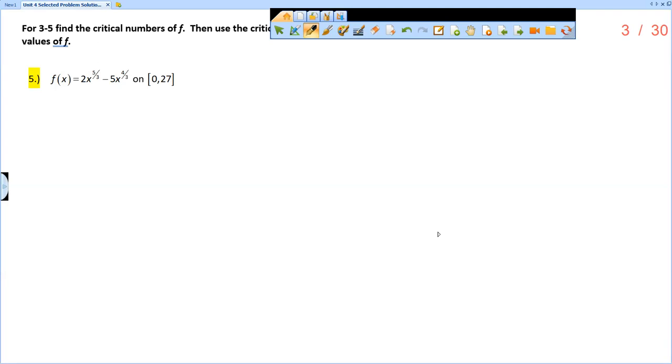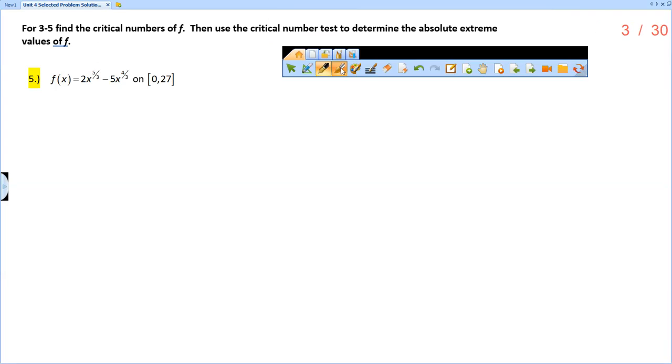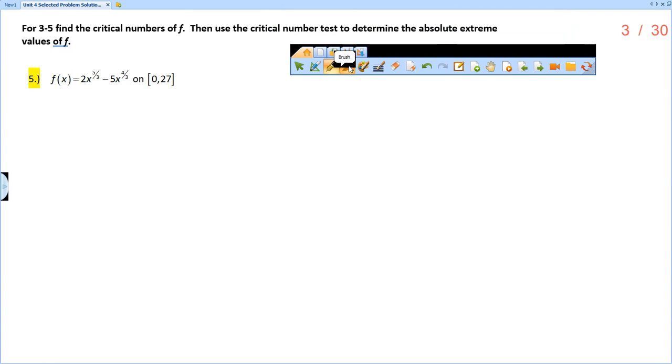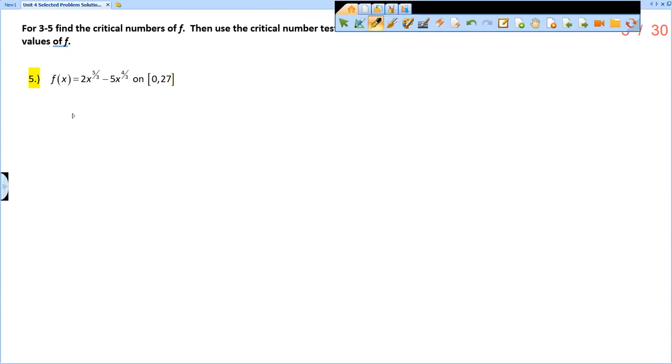This is the solution video for section 4.1, problem number 5. It says for 3 through 5, find the critical numbers of f. Then use the critical number test to determine the absolute extreme values of f. Remember, critical numbers are x values in the domain of f such that f prime is equal to 0 or undefined. You've got the domain 0 to 27.